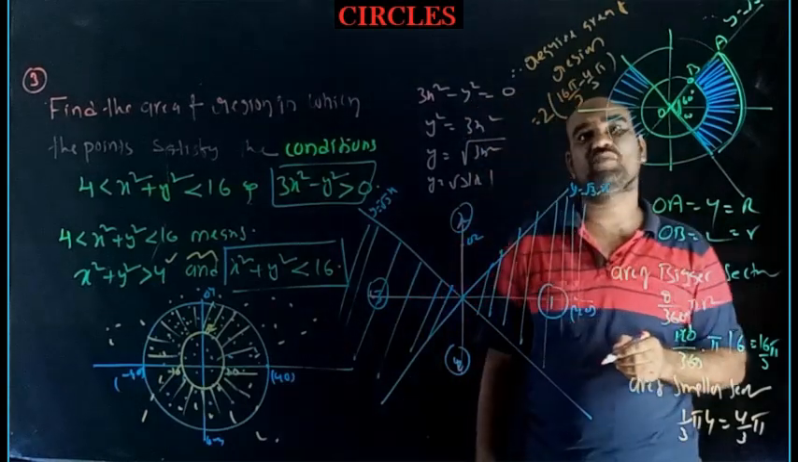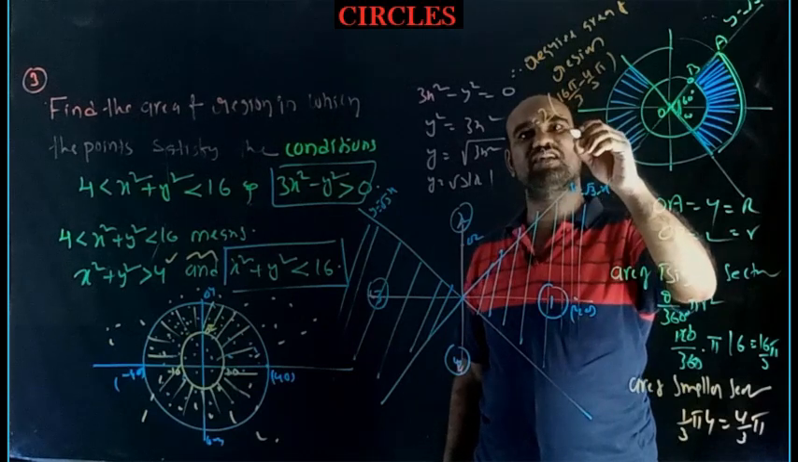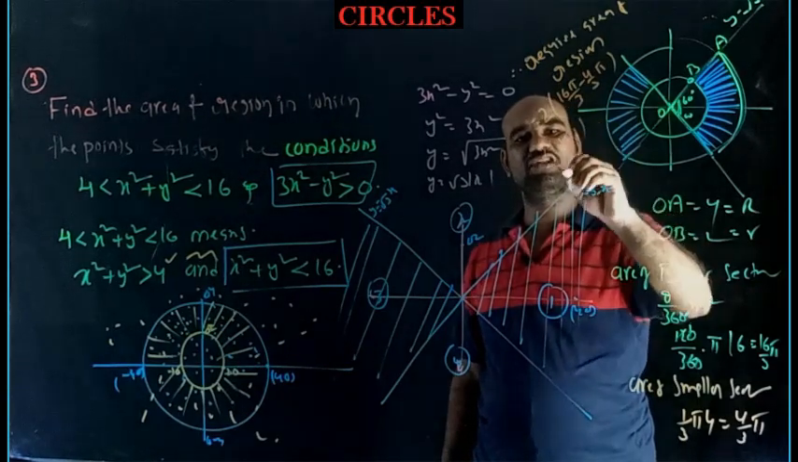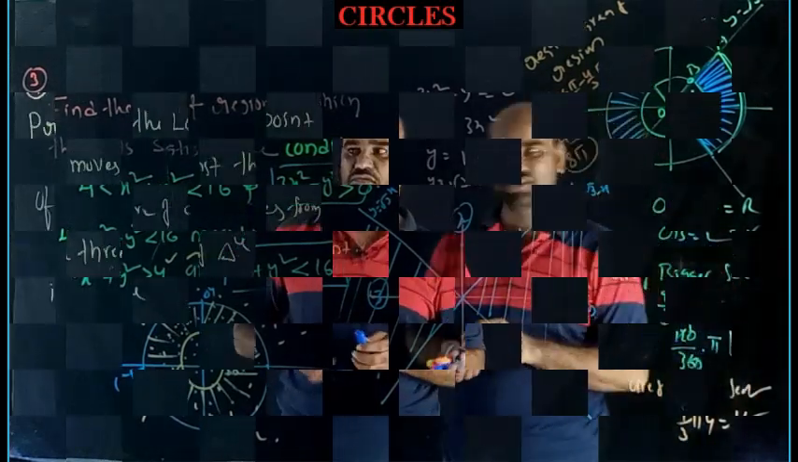So 16 means 12 by 3 pi, 2 into 12 by 3 pi. 12 by 3 means what? 3 4s are 4 pi, totally 8 pi. 8 pi square units is the area of the required region.